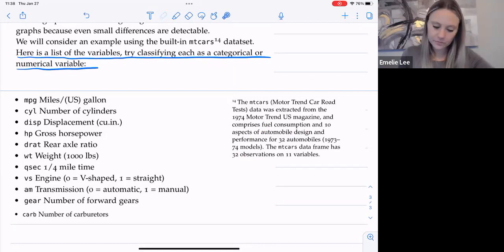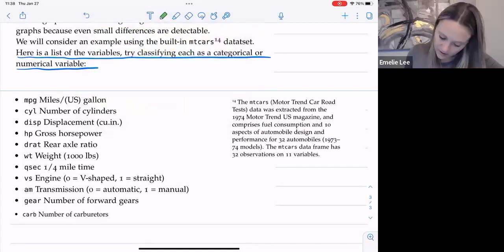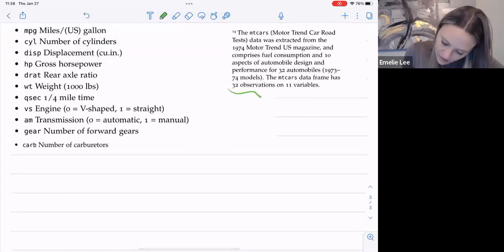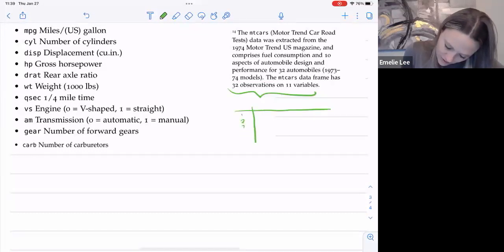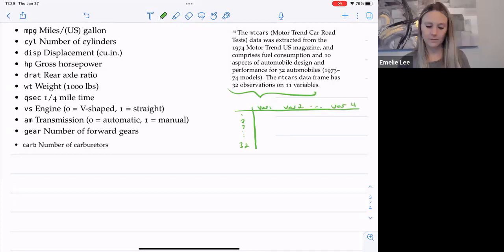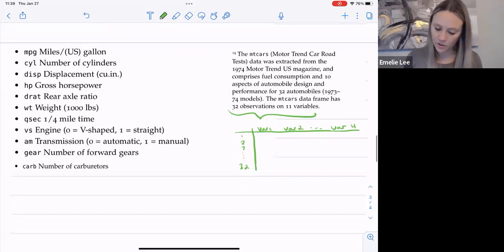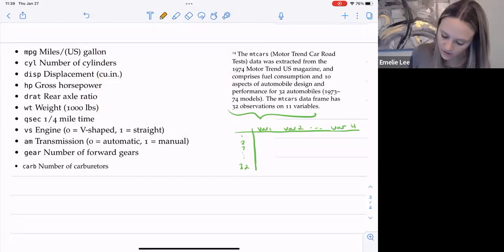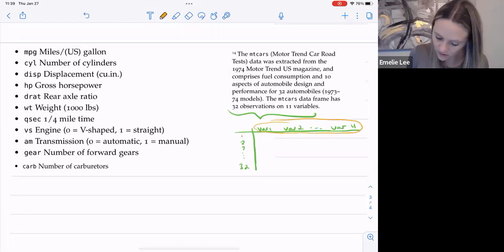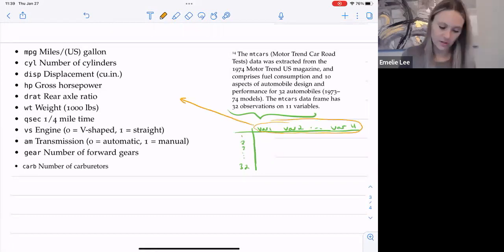Okay. So from here, I know I have a data set that looks like this, 1, 2, 3, all the way down to 32. And then I have variable 1, variable 2, all the way up to variable 11. And what those variables are, those variables are here, okay?